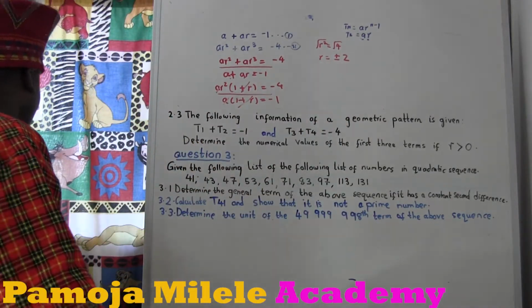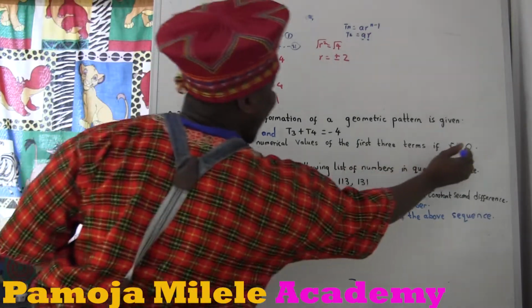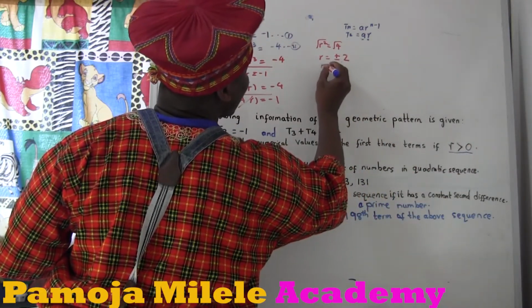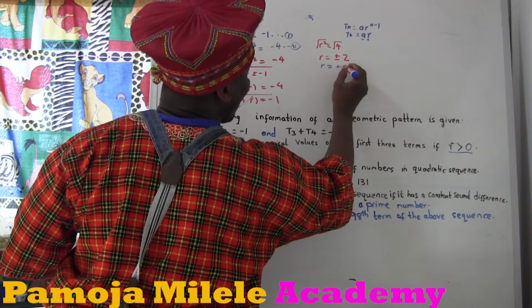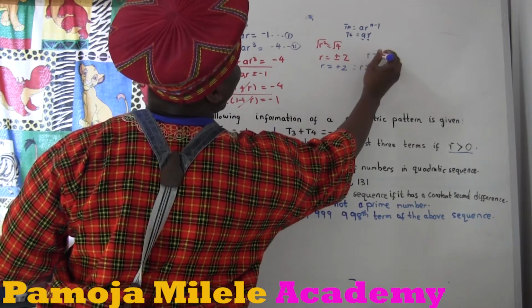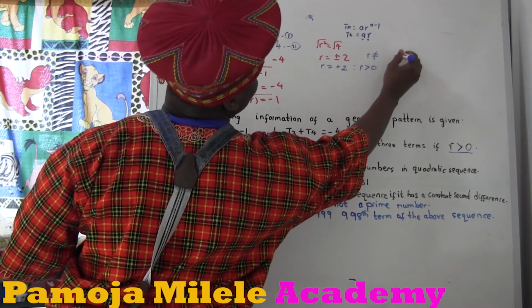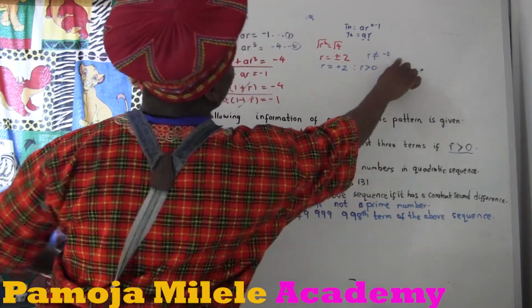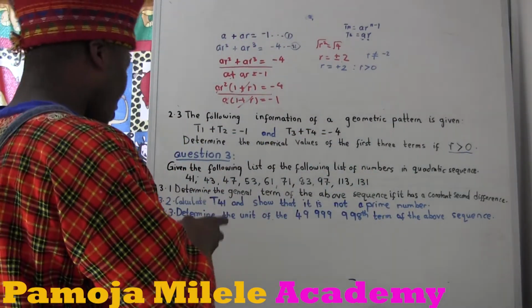But here in the equation, if you look carefully, they say whereby r is greater than 0. So I'm not going to take the negative one. I'll say r is only positive 2, because r is greater than 0. So r is not equal to negative 2 for this case. You know what I'm saying? So now I'm going to take only r equal to positive 2.